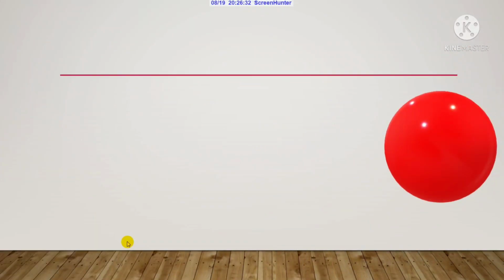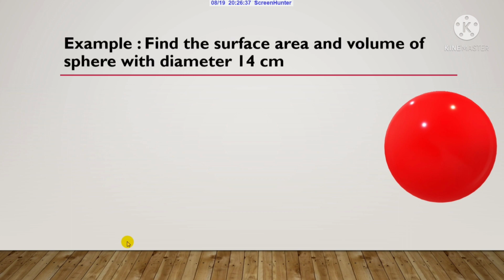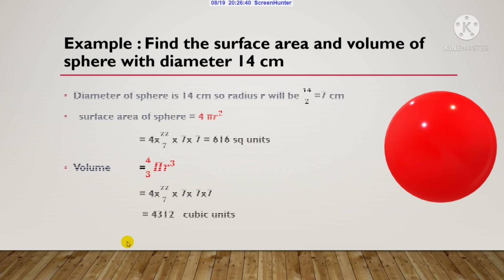Let us take one example for the sphere. Find the surface area and volume of the sphere. The diameter of the sphere is 14 centimeters. Here diameter is given, so we have to calculate 14 by 2, that is half of the diameter, 7 centimeters radius. Substitute the value of radius in 4 into pi, 22 by 7 into 7 into 7. So it will be 616 square units. Volume is 4 by 3 pi r cube, so it will be 1437.33 cubic units. Very simple, just substitute the value of r in the formula.